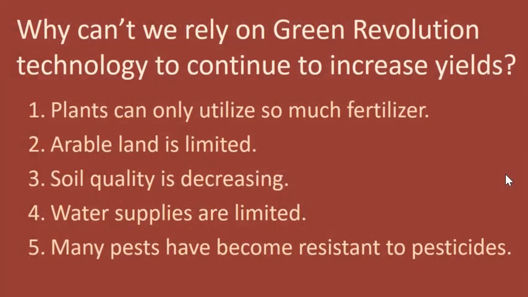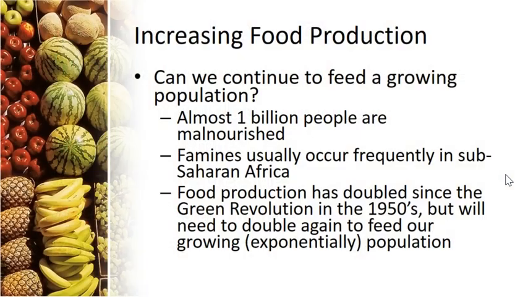Okay. And this was great, but why can't we rely on the Green Revolution technology to continue to increase yields? Plants can only utilize so much fertilizer, arable land is limited, soil quality is decreasing, water supplies are limited, many pests have become resistant to pesticides. All of these things are true. Okay, so we can't rely on the Green Revolution technology. As amazing as it was, it will not carry us into the future. We have maxed it out. And so we've got to start doing other things.